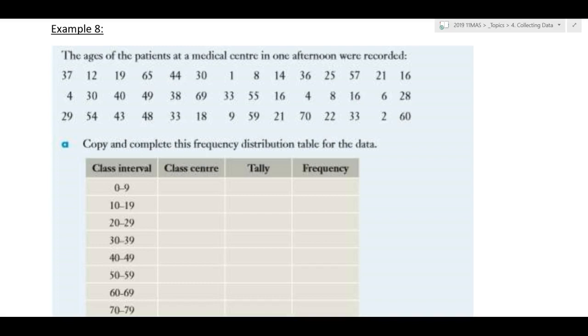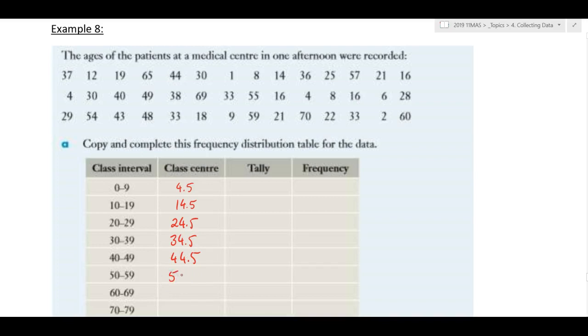So the way we do this, I better put in my class centers. What's halfway between 0 and 9? 4.5, right? Add them together, divide by 2. 4.5. Halfway between 10 and 19, I reckon that's 14.5, righto? And we're going to see here, I think, that we get 24.5, 34.5, and so on. Right, that's our class center.